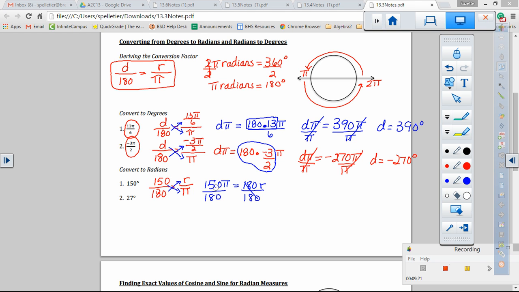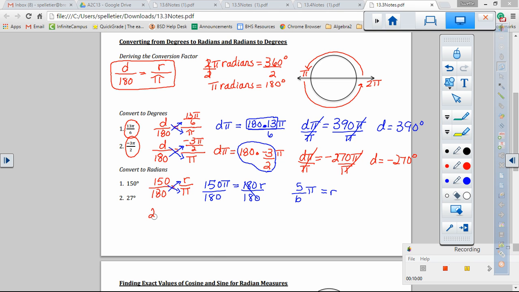And so then we're going to reduce this 150 over 180. We could cross the zeros out, and then these are both divisible by 3, right? And so you can go ahead and keep reducing, and we end up with 5 over 6 pi equals r. So 5 pi over 6, right? So we usually don't say 5/6 pi like we do when we say 5/6x. We say 5 pi over 6, or 3 pi over 2, or 7 pi over 8. It's just how we say it. Let's do the next one.